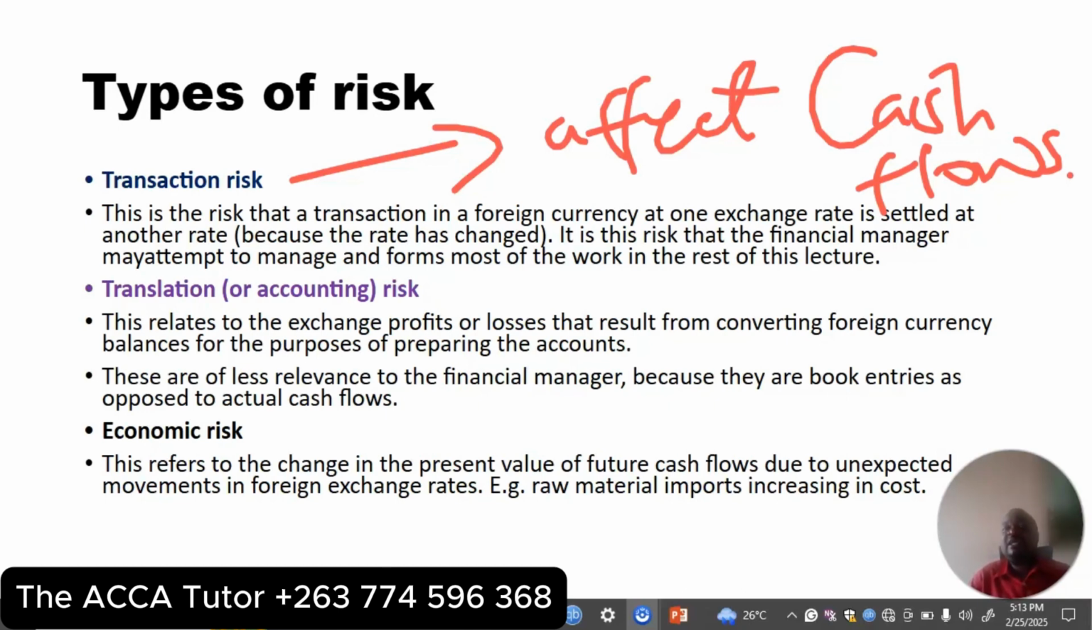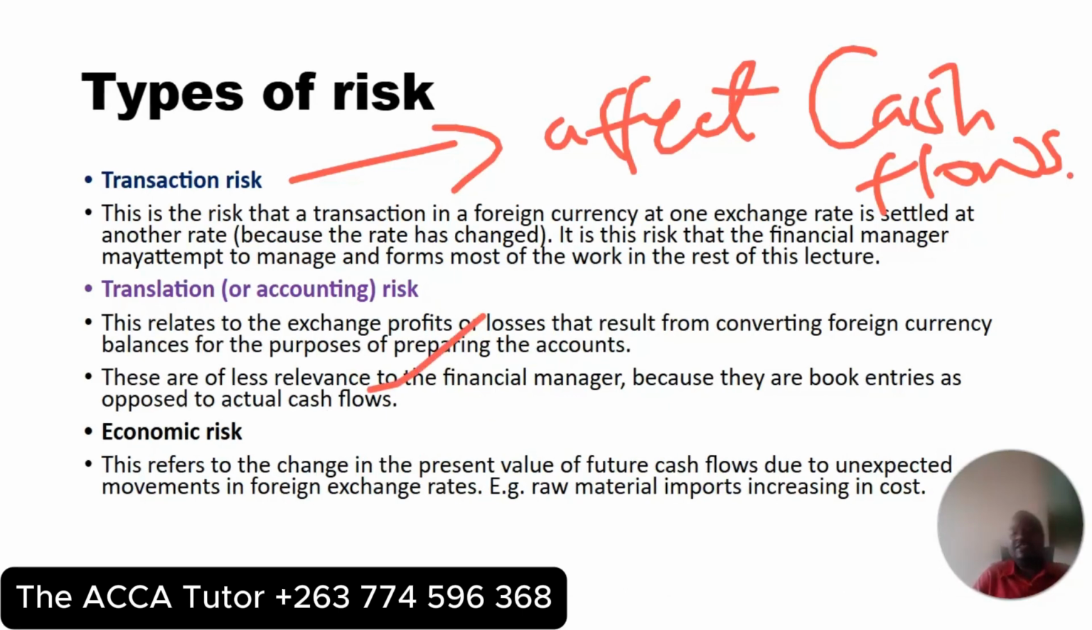Are we together? That is why they are recognized in other comprehensive income, unless we are about to close the subsidiary, that's when those gains and losses are going to be recycled into the statement of profit or loss. Are we together? So they are less relevant to financial managers because they are book entries as opposed to actual cash flows. We already stated this. All right, so what about this last one, economic risk?